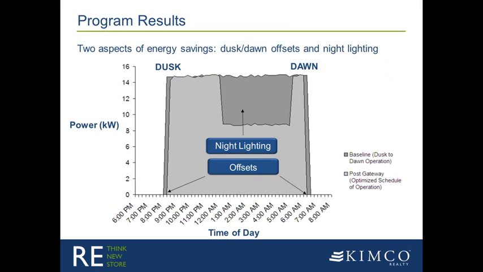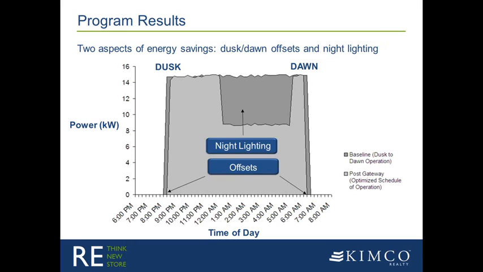Now for the good stuff. What type of savings and performance are we seeing from our project? There are two aspects of energy savings. One comes from tuning the dusk and dawn on-off times. We found that even 15 minutes on either end, turning them on a little later or turning them off a little sooner in the morning, can lead to pretty significant savings. 15 minutes on either side can lead to 4% annual savings. So that's the first component.